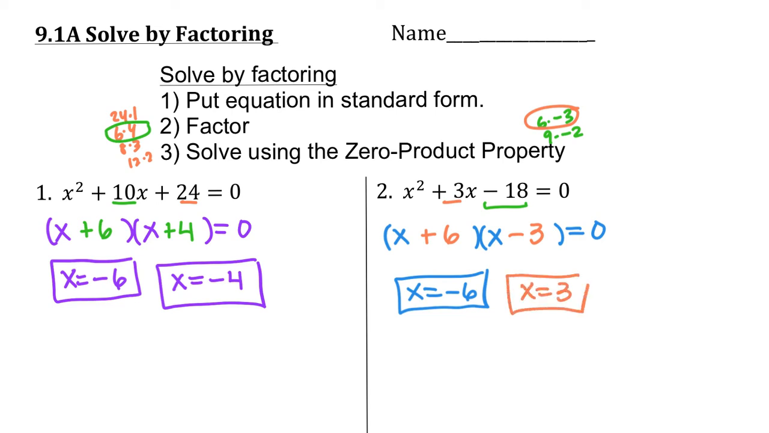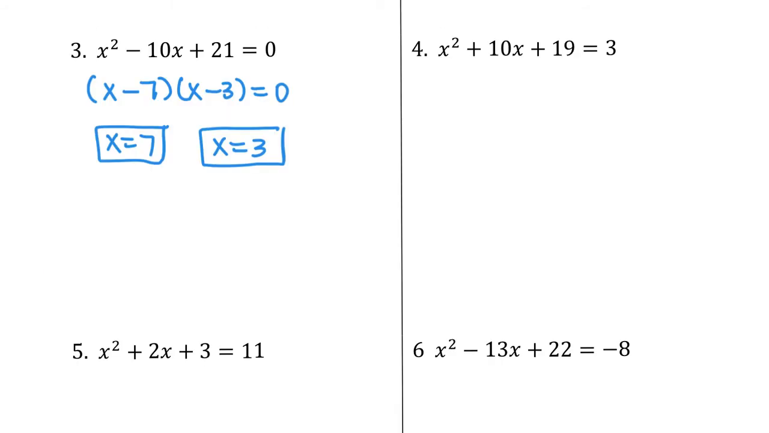Okay, go ahead and try number 3 on your own. Pause the video, and then I'll jump back in for number 4. Okay, go ahead and check your answer for number 3. You should have had x minus 7 times x minus 3 equals 0, and your answers were x equals 7 and x equals 3, and the order doesn't matter.